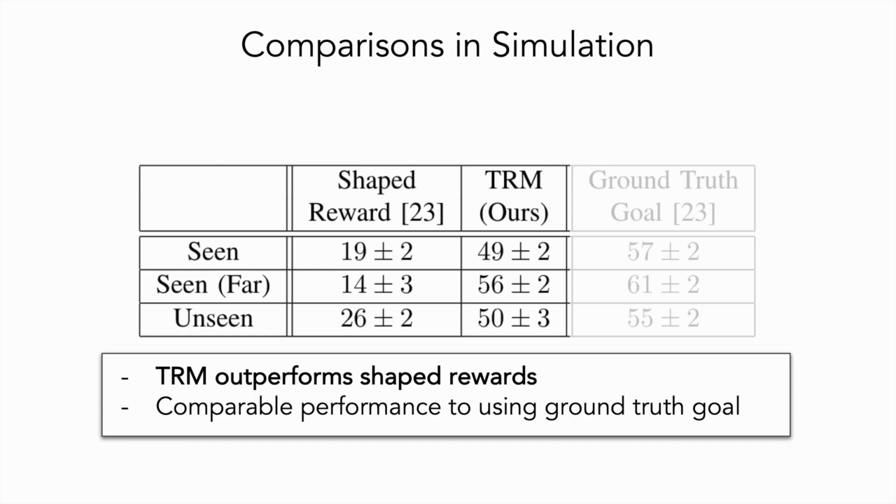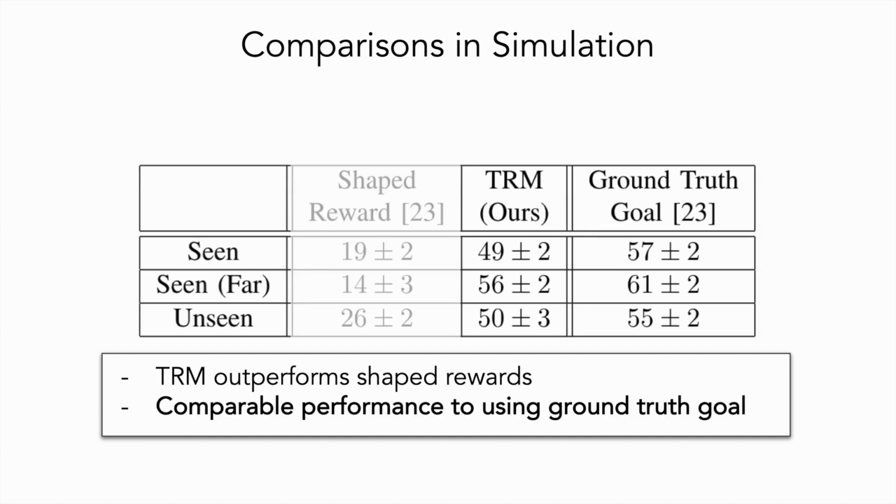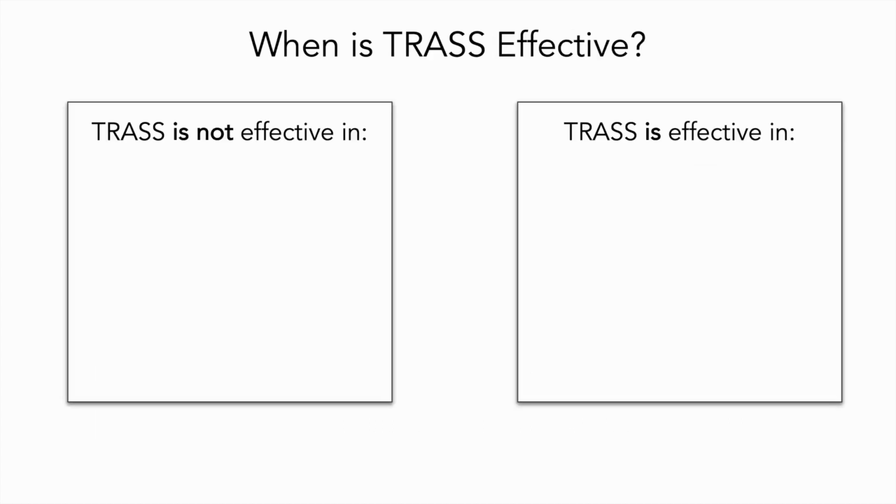In simulation, we evaluate our method on a number of problem settings, including seen blocks initialized far away, and unseen blocks. First, we compare to using shaped rewards, specifically the convex hull of the blocks, and find that TRM significantly outperforms shaped rewards, even though it uses less supervision. Next, we compare the performance of TRM to using the ground truth goal image and find that it achieves comparable performance. Lastly, we conclude by discussing when TRASS is effective.